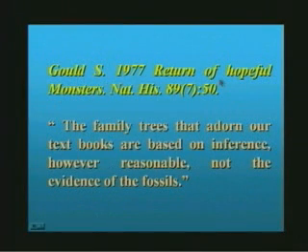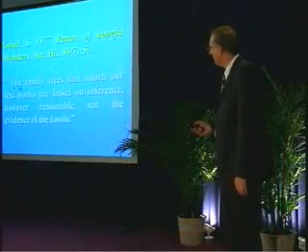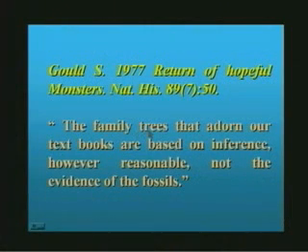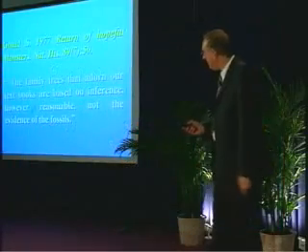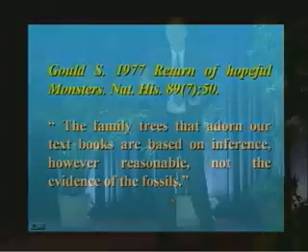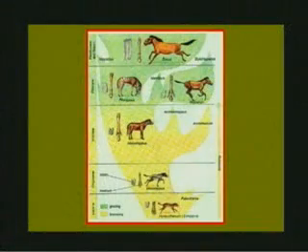Stephen Jay Gould, in his article, Return to Hopeful Monsters in Natural History, now these are the top scientists. Stephen Jay Gould is dead now, but still, his work lives. The family trees that adorn our textbooks are based on inference. They come out of the mind, however reasonable, not the evidence of the fossils. So Darwin's theory of this is what we would expect is logical if it were true. But we don't find that. We find exactly the opposite. And the family trees are based on inference.